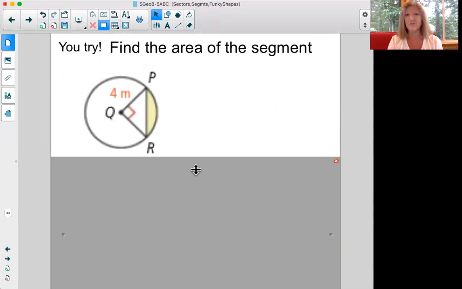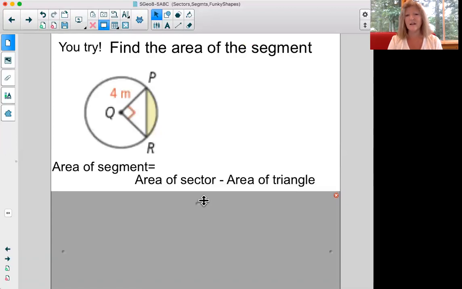Notice, in this case, it's a right triangle, so the base and height are the legs, or the radii in this case. So that is another time when we could use that definition with that formula. So the area of the segment is the area of the sector minus the area of the triangle.